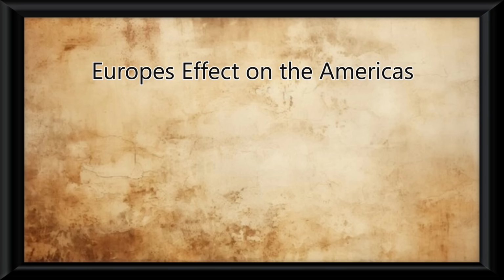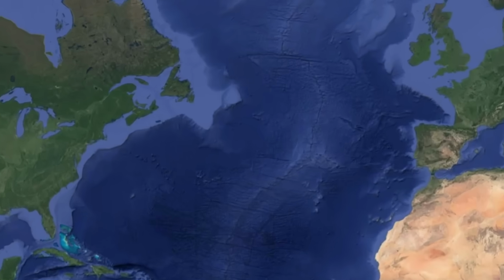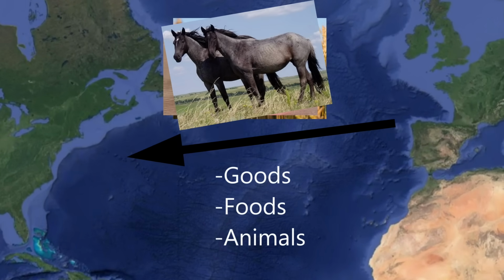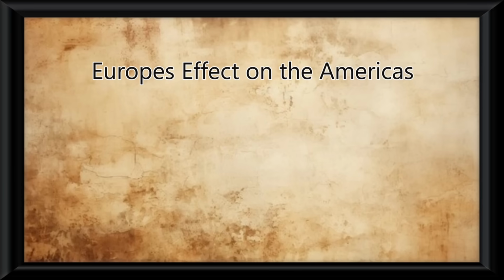As for Europe's effect on the Americas, yes, there was goods, foods, and animals brought to the Americas like wheat, rice, horses, and pigs. But the biggest thing that came from Europe to the Americas was deadly diseases.